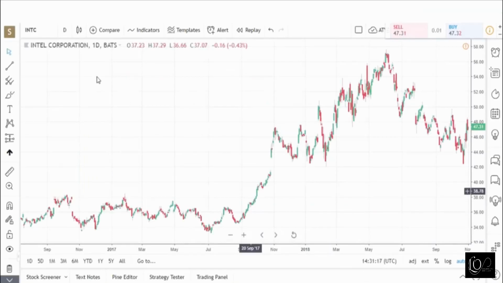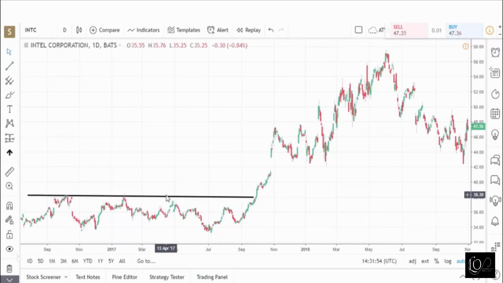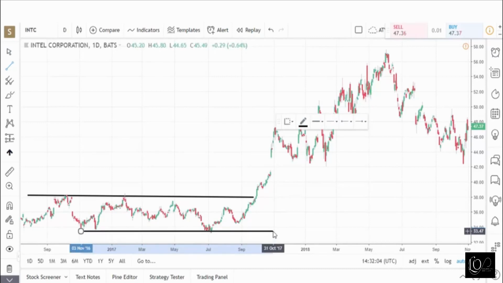We're going to start with a chart of Intel, and here I've entered INTC in the upper left portion of the chart. It's a daily chart. We're using candlesticks, and I'm going to draw a support and resistance level at the beginning of this chart. Here, we have a resistance level, and here, we have our support level.